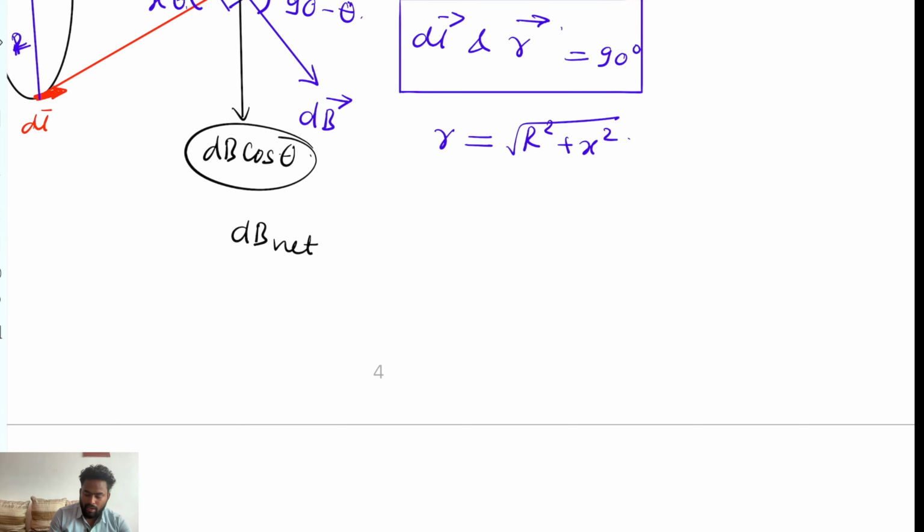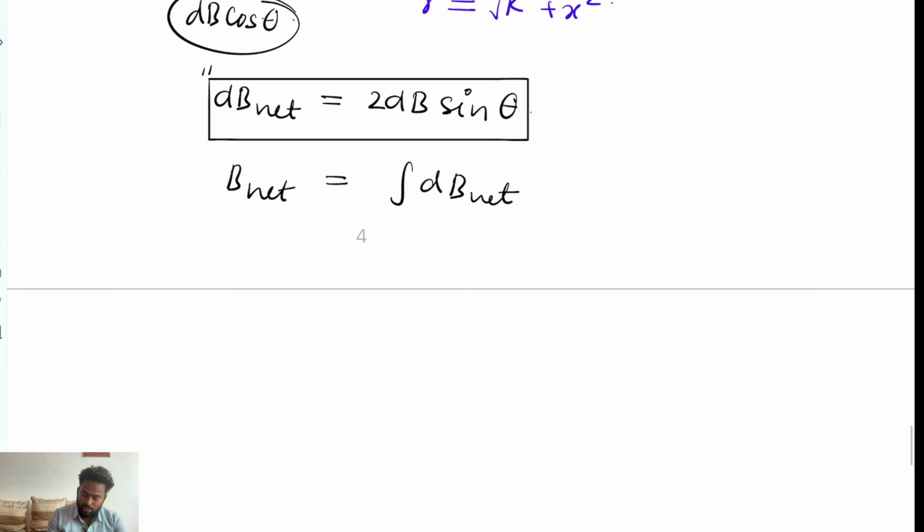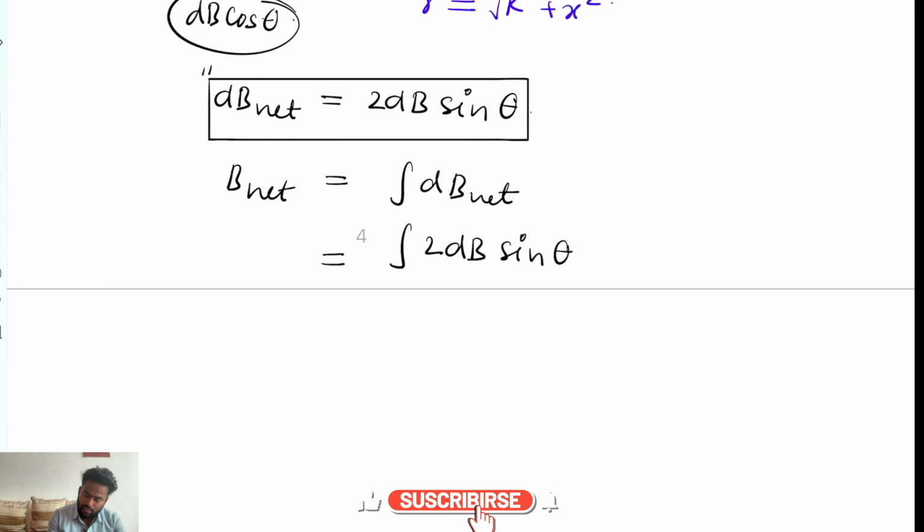So net elemental magnetic field will be how much? 2 dB sin theta. Now this 2 dB sin theta, we can get the value of net magnetic field by integrating it. Integrating dB net, we'll get net magnetic field. So let's solve it here now. Integral of 2 dB sin theta, integral of dB.